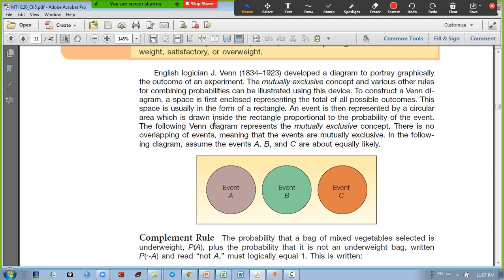The Venn diagram is named after the English logician John Venn. He developed a diagram to display graphically the outcome of an experiment.